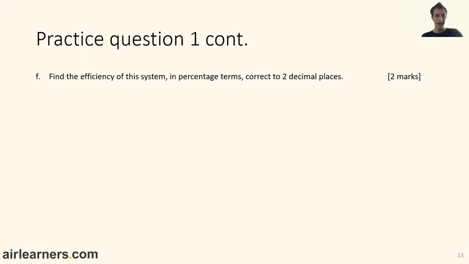Part 1F: find the efficiency of this system in percentage terms, correct to decimal places. Worth 2 marks, although you could potentially argue that it'll only be a 1 mark question. I've been generous and decided to give you 2 marks for this question.